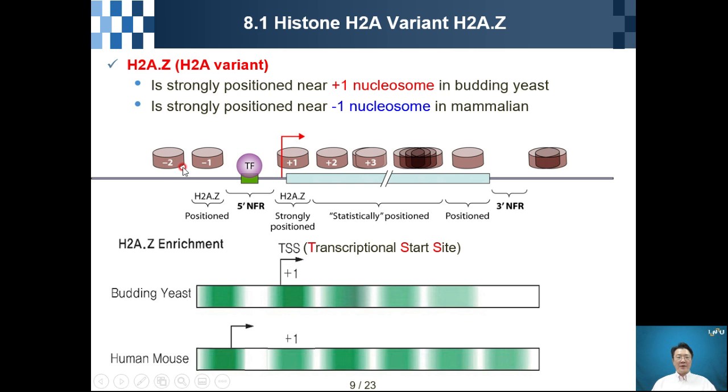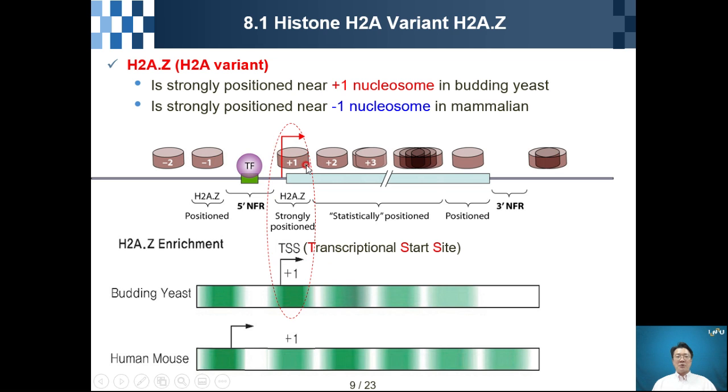It's like this. Okay, so H2A-Z is strongly positioned near the +1 nucleosome in budding yeast. So in most cases, H2A-Z is strongly positioned near the +1 nucleosome position in budding yeast. TSS means transcriptional start site. Usually at the +1 nucleosome location, H2A-Z is highly positioned here.